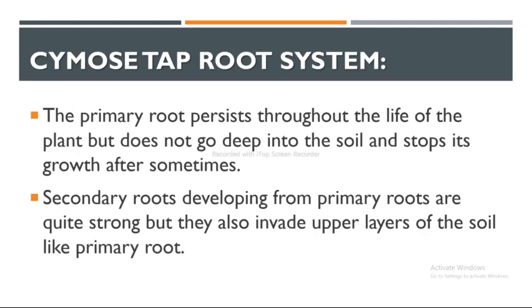So next is the cymose taproot system. The primary root persists throughout the life of the plant but doesn't go deep into the soil and stops its growth after some time. The secondary roots developing from the primary root are quite strong, but they also invade the upper layers of the soil like the primary root.